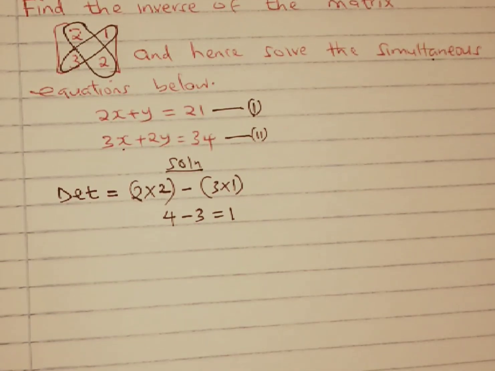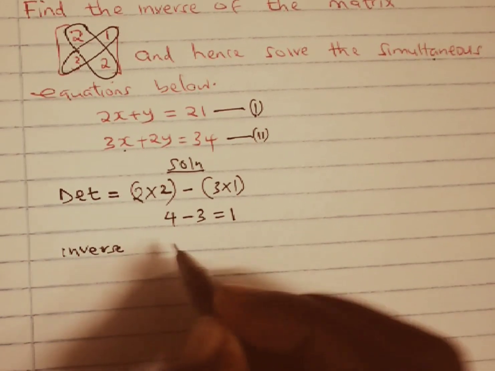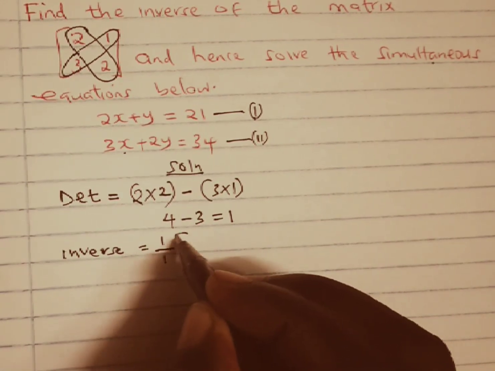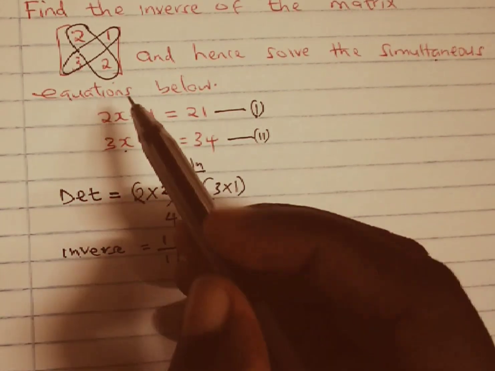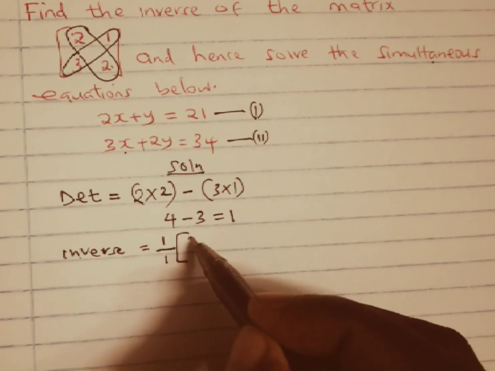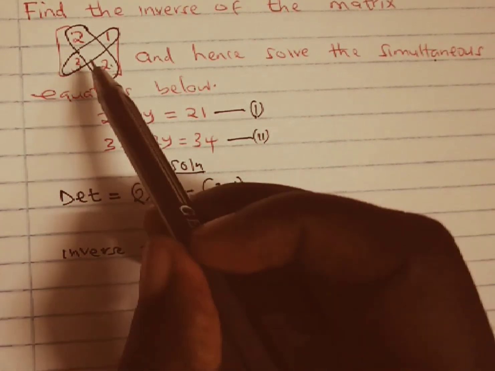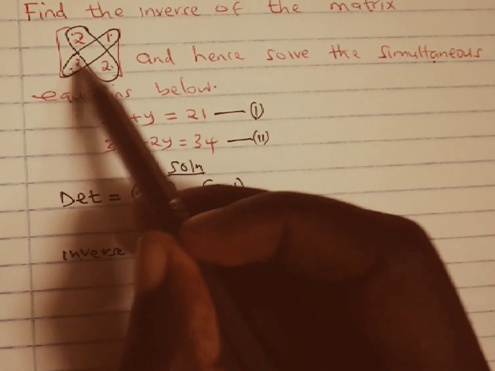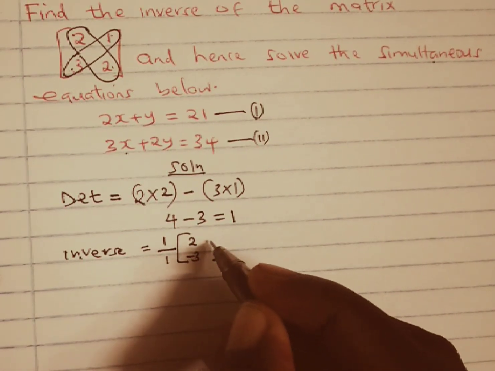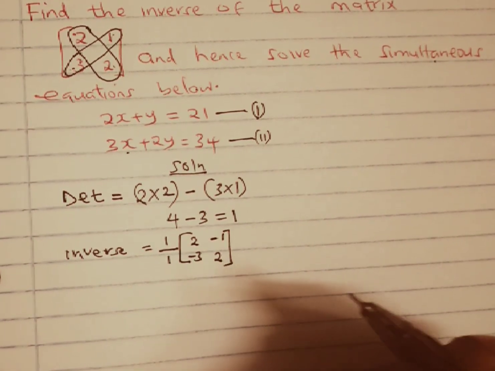Then the next thing we do is get the inverse, and the inverse is given by taking 1 over the determinant, which is 1. We multiply by, this time round we go and interchange the elements in the main diagonal, and since they are the same, we are going to maintain them as 2, 2. Then we change the signs of the elements in the minor diagonal, and therefore we are going to have negative 3 and negative 1 as our inverse.